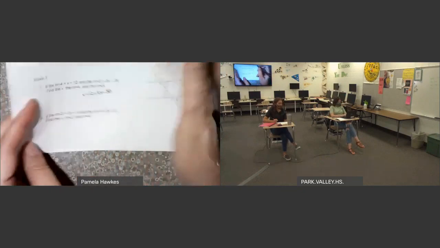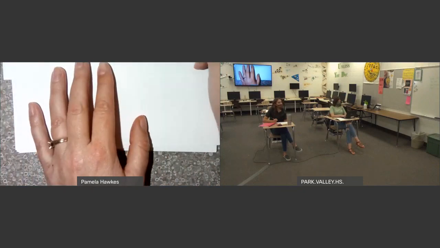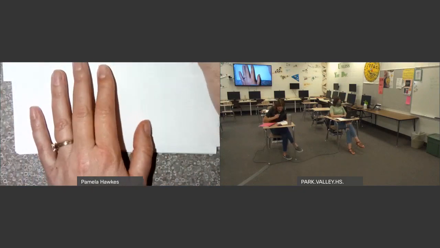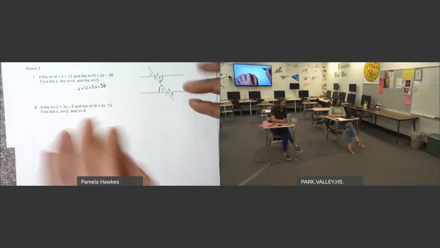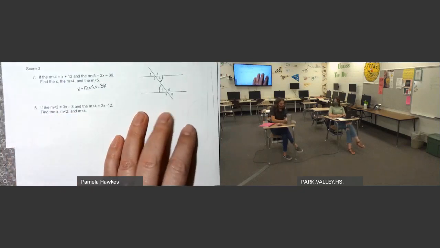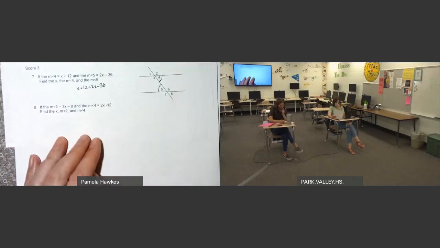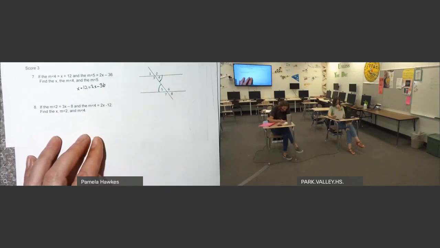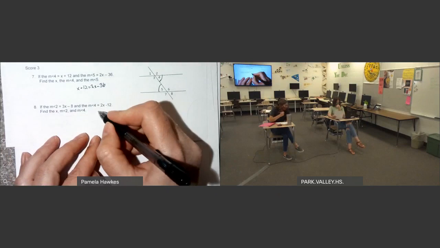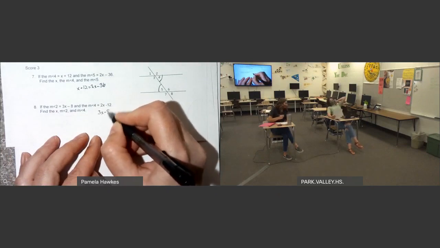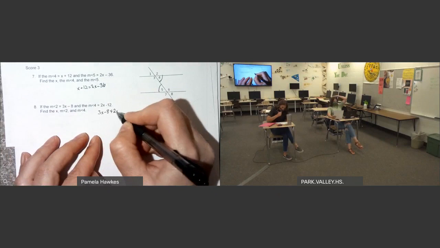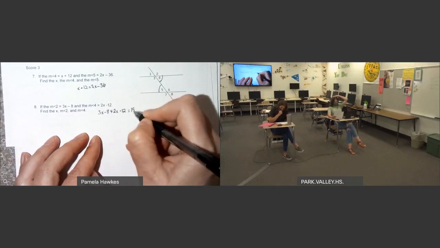Okay, let's look at the next one. 2 and 4. 2 and 4. Oh, you can't see that. 2 and 4. What are 2 and 4? Why? Linear pair. Good. So they're a linear pair. What does that mean? Supplementary, which means when I do what? 3x minus 8 plus 2x minus 12 equals 180, right?